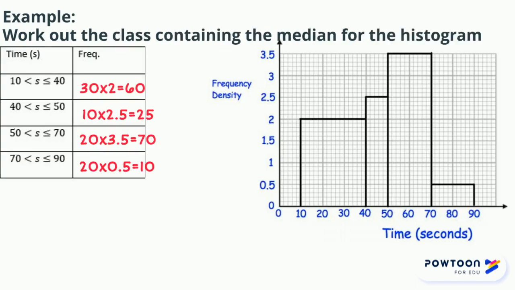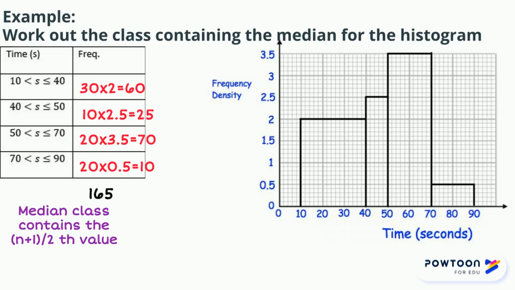The class containing the median is also going to contain the n plus 1 divided by 2 value. So we're going to do 165, our total frequency we had found, plus 1 divided by 2, and we have 83, so we're looking at which one contains the 83rd term.